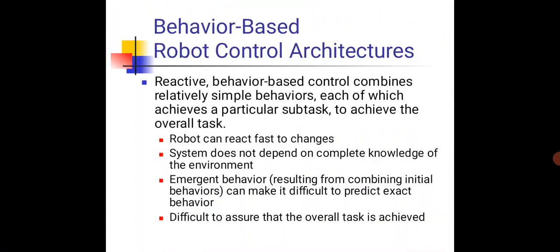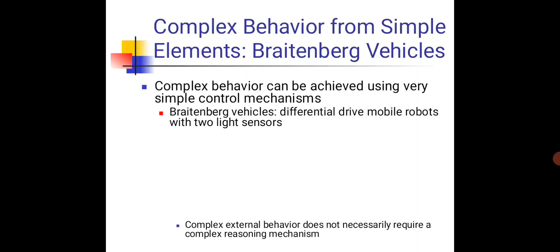Accordingly, these actions are planned and executed through the actuators. In this behavior based control architecture, the behaviors are relatively simple, each of which achieves a particular subtask to achieve the overall task. So the robot can react fast to changes. The system does not depend on complete knowledge of the environment. Emergent behavior results from combining the initial behaviors. This could make it difficult to predict exact behavior, and it is difficult to assure that the overall task is achieved.